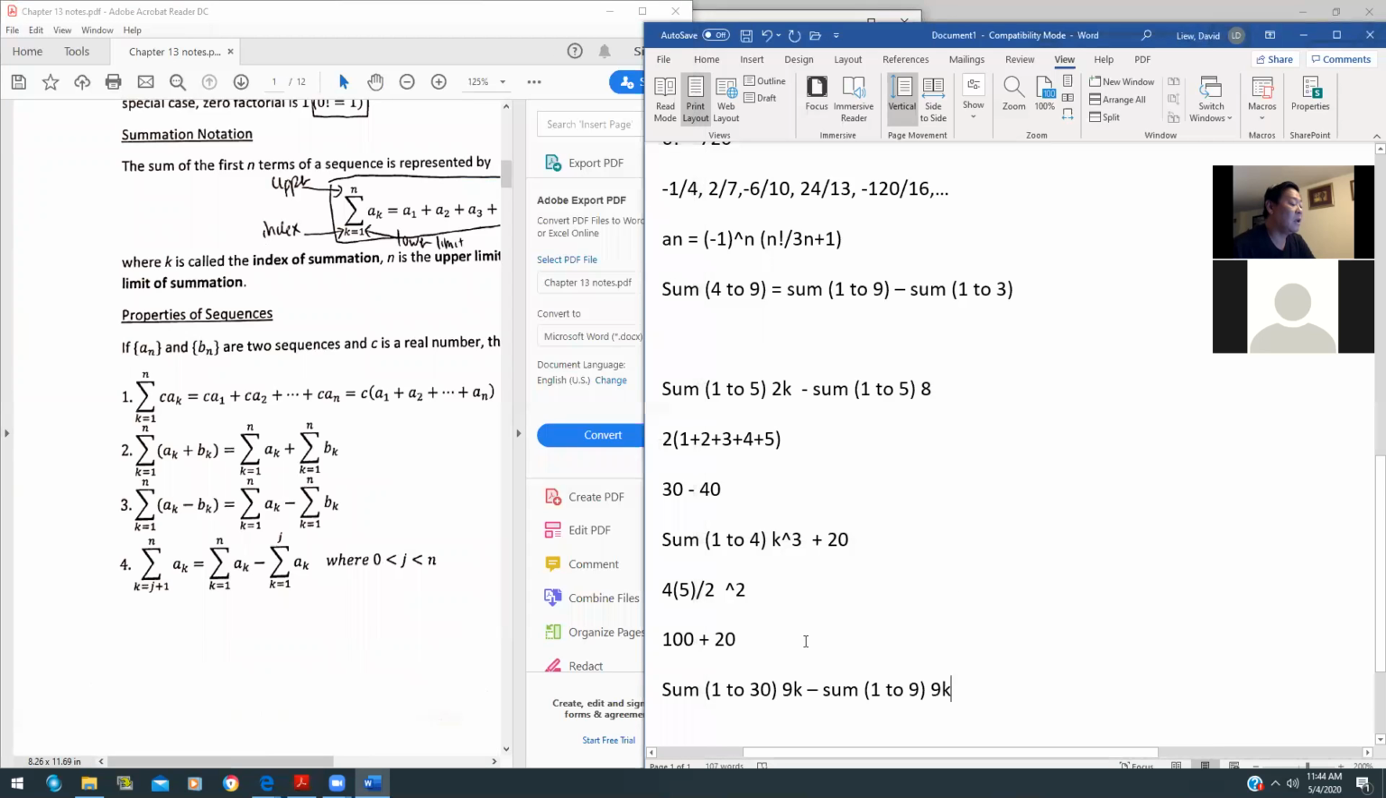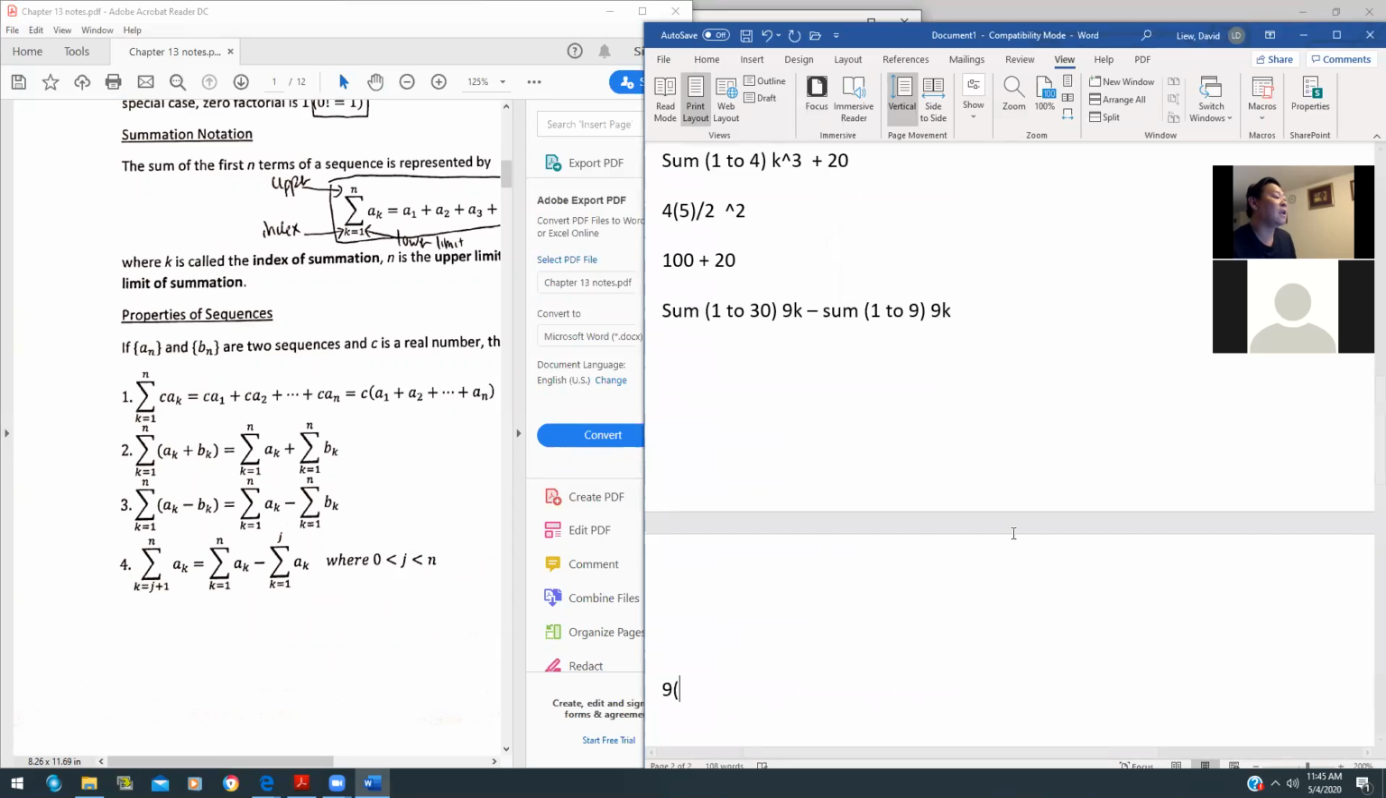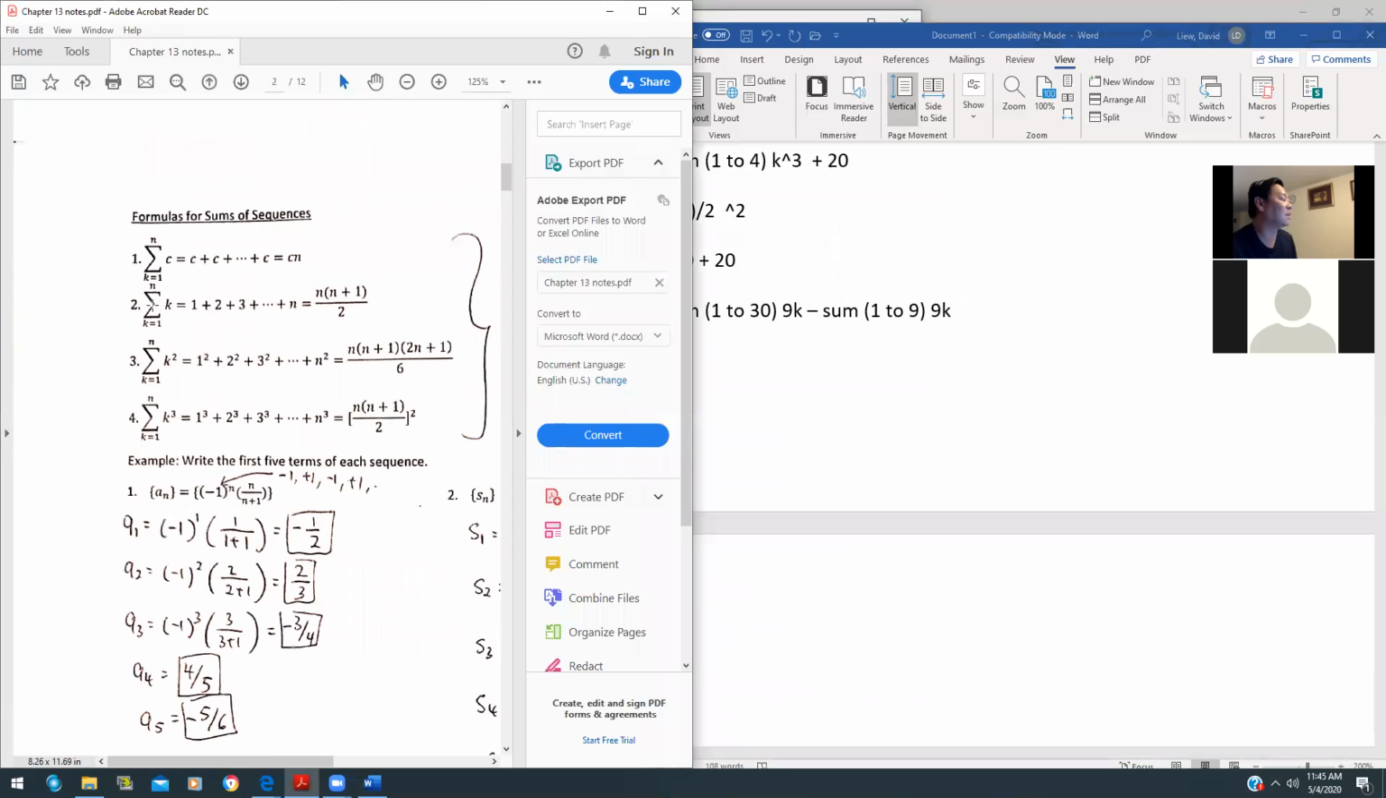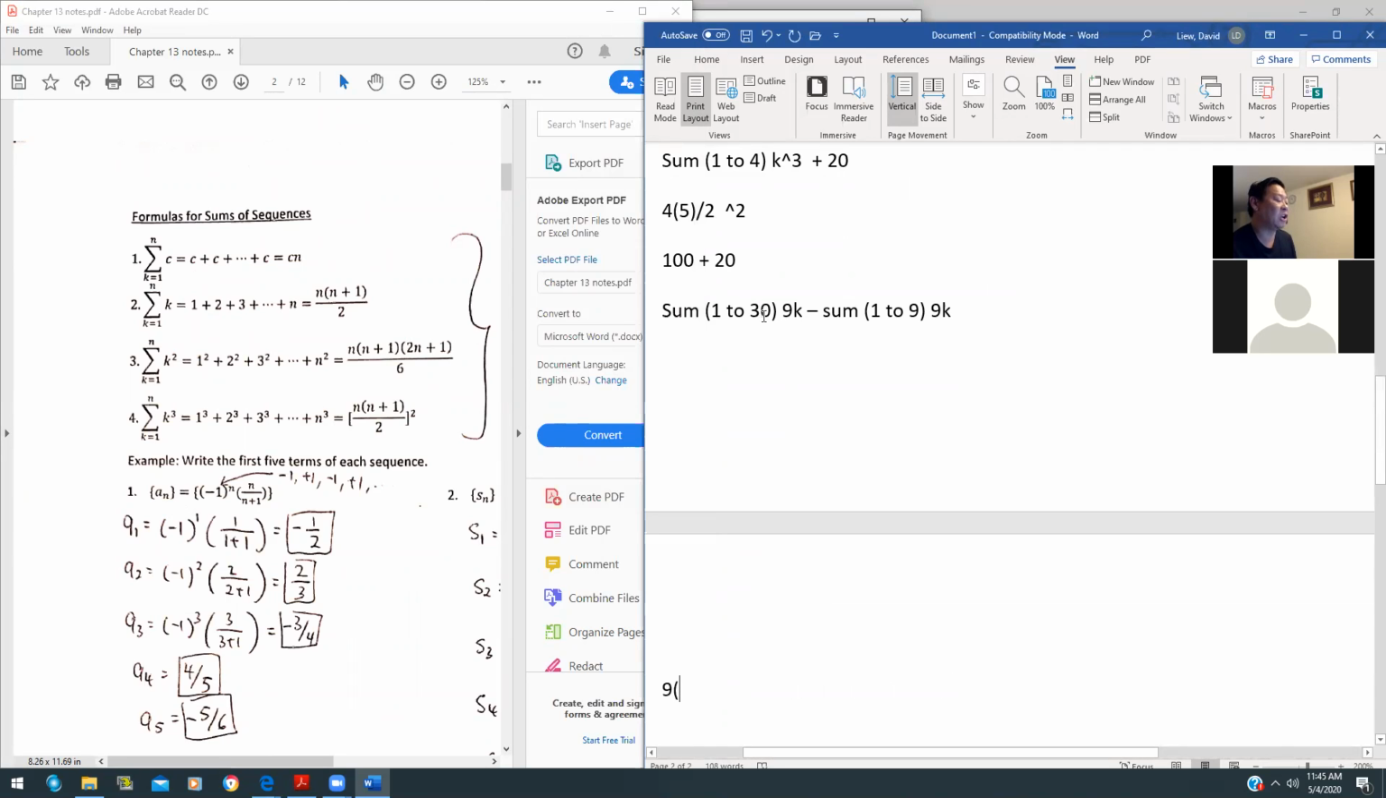You do 9 here. So how do we do 9k in this case for 1 to 30? You take 9 times, now the formula for k is the second one given, n times n plus 1 over 2. So n in this case is 30. So you take 30 times 31, because you add 1, divided by 2. And then you minus 9. The 9 came from the 9 here. And then you do the same thing, but this time up to 9. So it's 9 times 10 divided by 2. So you have to add 1 in this case.